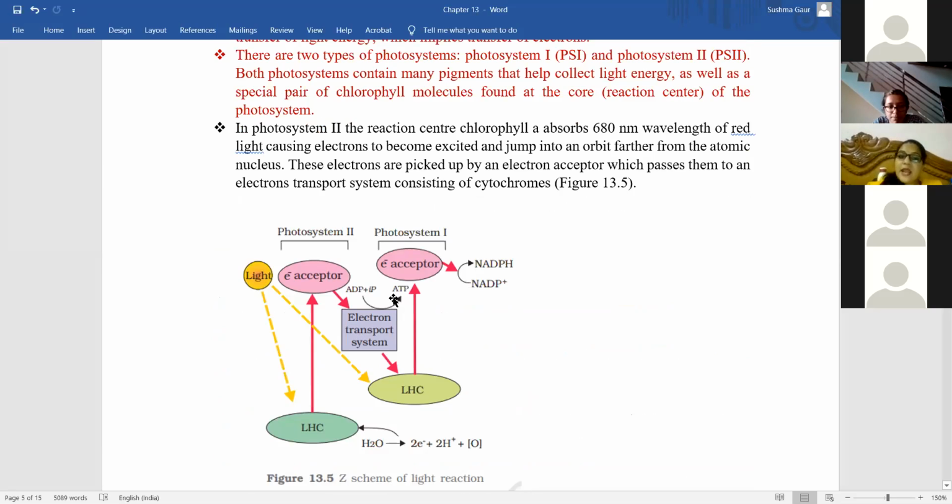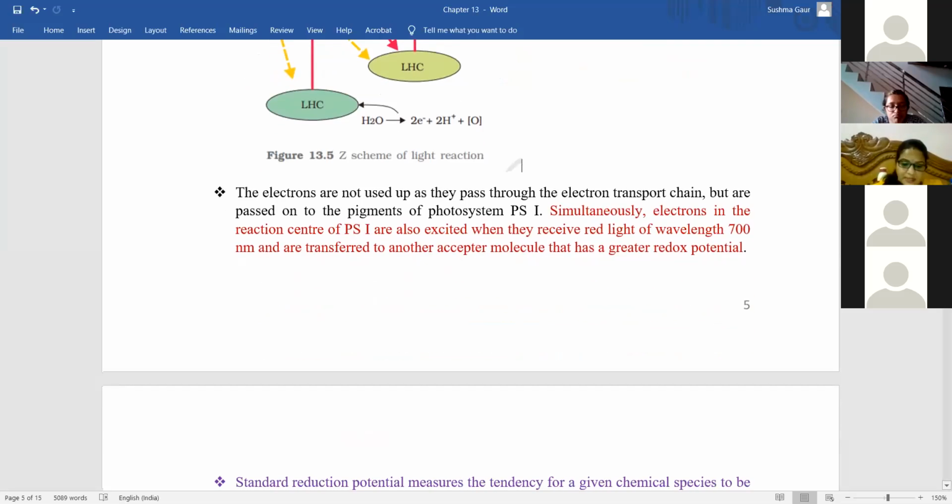Okay? So at the end of Z scheme, what we are gaining is one ATP molecule, one NADPH molecule, and two protons and an oxygen molecule, because the electrons are used by photosystem 2. Okay? So I think a question can be asked: at the end of Z scheme, what do we get? So these are the things that we gain.